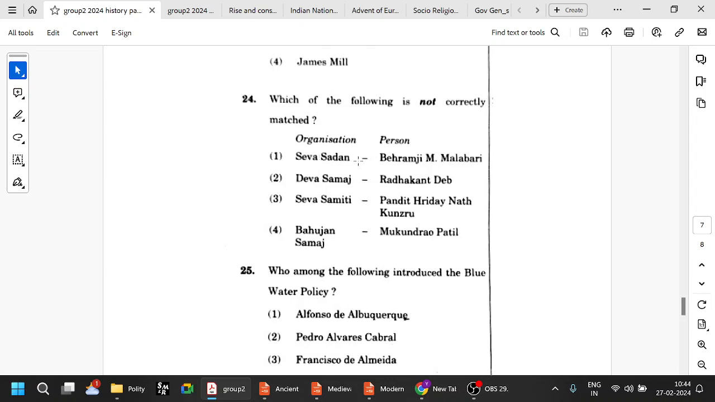Try to remember. Seva Sadan is Behramji Malabari. Seva Samiti is Pandit Hridaynath Kunzru. Bahujan Samaj is Mukundrao Patil. Deva Samaj is Agnihotri, not Radhakant Dev. Try to remember that, but don't go into too much depth.